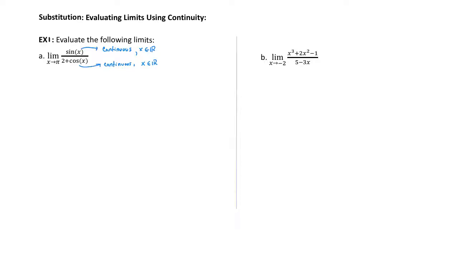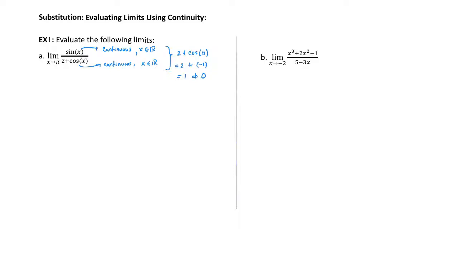We just have to make sure that 2 plus cosine of pi is not equal to 0. So let's quickly test that out. 2 plus the cosine of pi, that's going to be 2 plus negative 1. That's going to give us 1, and 1 beautifully is not equal to 0. So then, by the properties of continuity, I think it was property 3 or 4, we just went over that in one of the last videos, we know that if the numerator is continuous, the denominator is continuous, and the denominator is non-zero, then the entire quotient is continuous at pi.